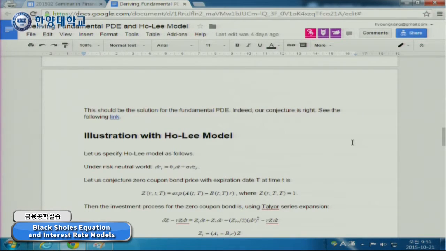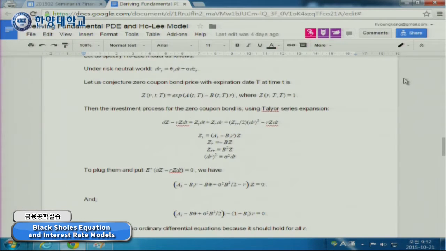So, okay, let's illustrate the Ho-Lee model. What is the Ho-Lee model? In the previous equation, in the Black-Scholes model, we assumed the interest rate is given. We know the risk-free rate. But the Bank of Korea changes the interest rate always. Besides, LIBOR or market interest rates, they change always. So there is uncertainty in the interest rate. So maybe we need to model the interest rate.